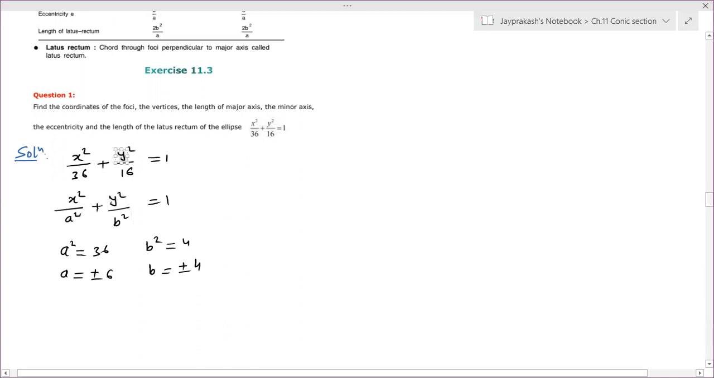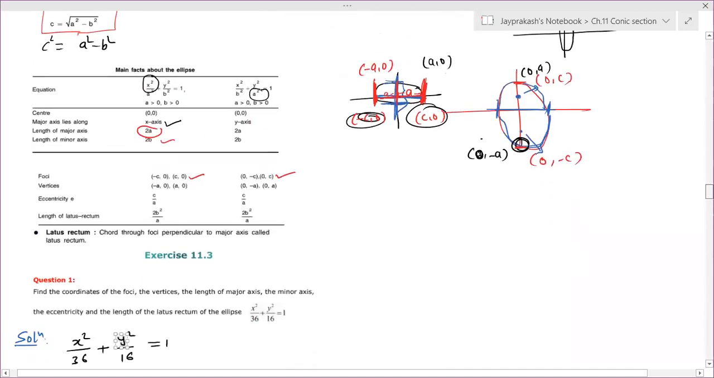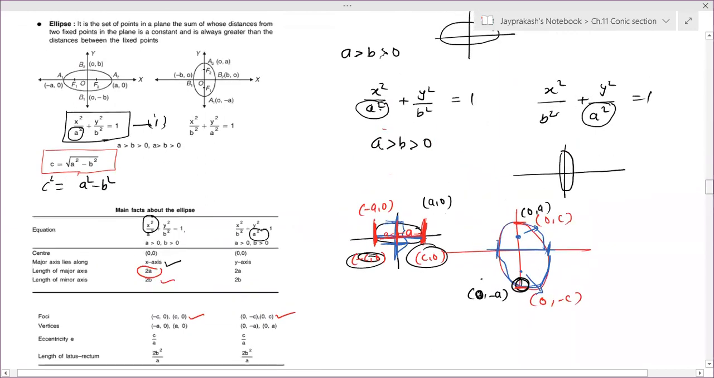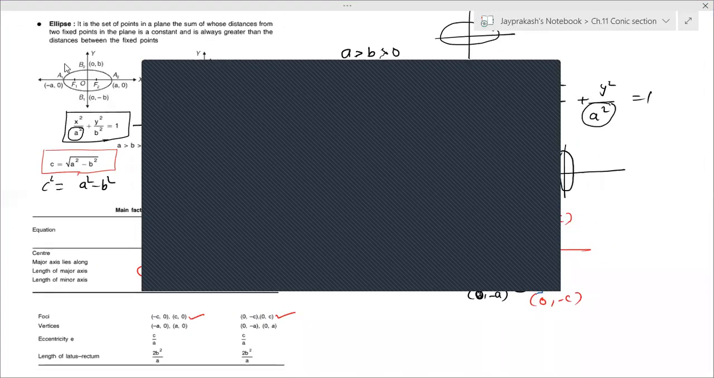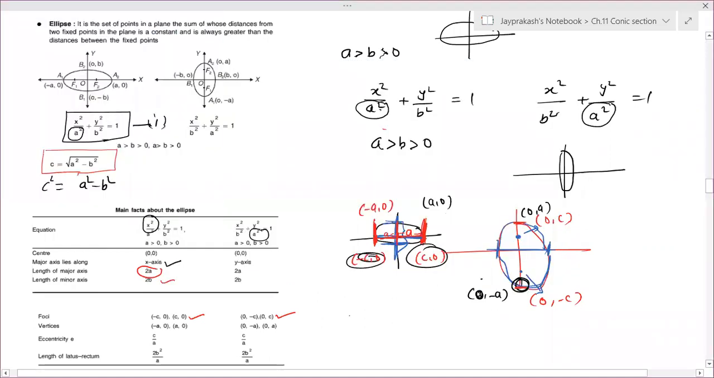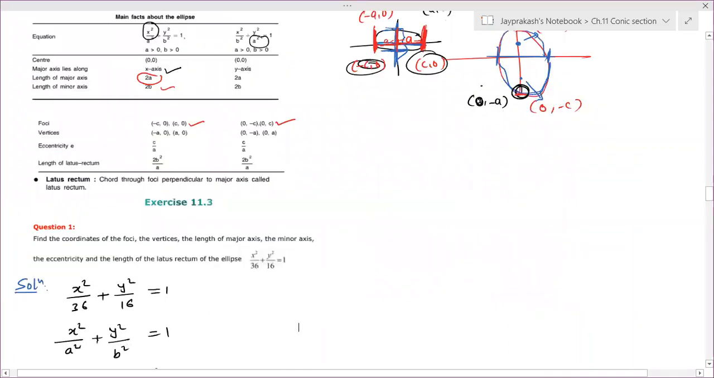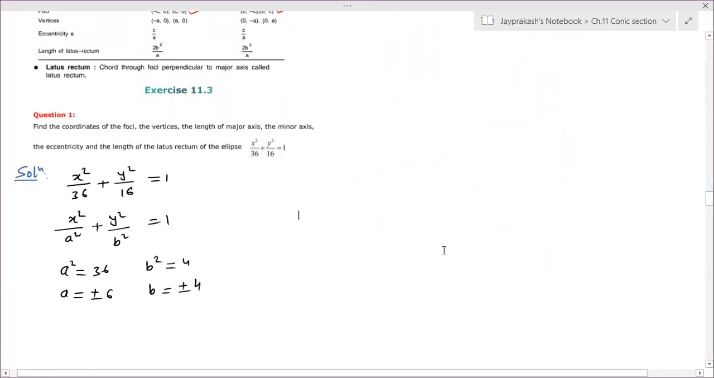Now this ellipse is expanded along the x-axis because the denominator of x is greater. So we can draw it like this. Now it is expanded along the x-axis.